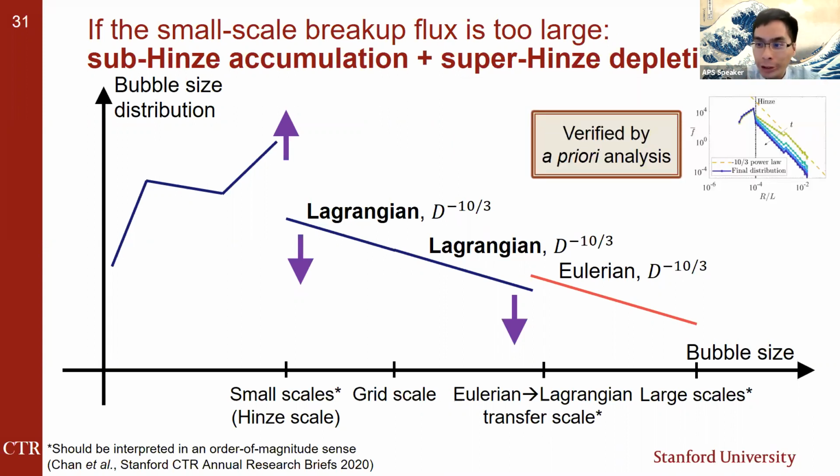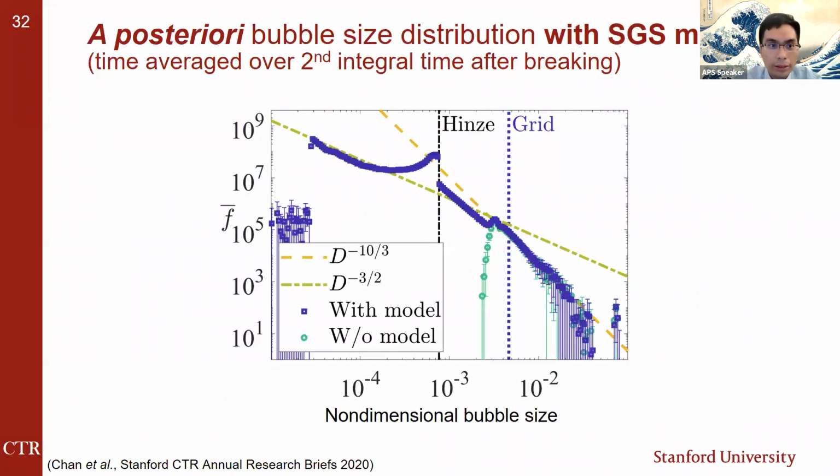Before that, sorry, let me mention too that we also verified this behavior through a priori analysis. Again, we did stochastic breakup of an artificial population, made the small bubble flux larger than it should be, and we also observe this behavior I'm showing here with the purple arrows. So with this in mind, let's now look at the a posteriori distribution. I'm plotting here a time average distribution, averaged over the second integral time after the breaking occurs. We will have to refer to our previous work, but we showed in our previous work that within this time interval, we expect that the intermediate size and large bubbles obey a negative 10 power law scaling.